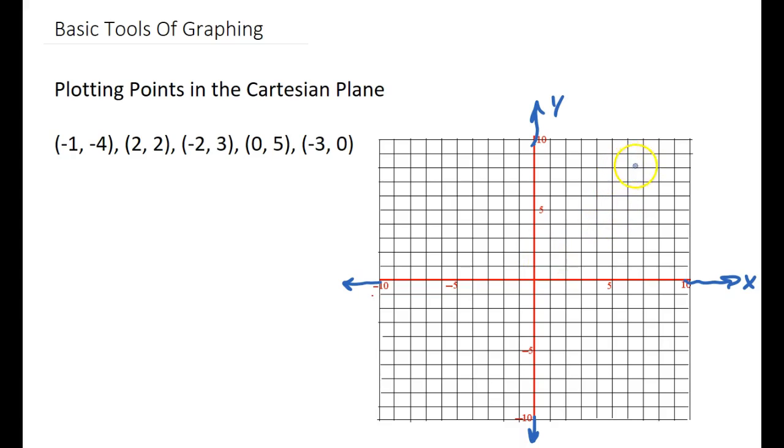This is called the first quadrant. This is the second quadrant. This is the third quadrant. And this is the fourth quadrant. How do we plot points?